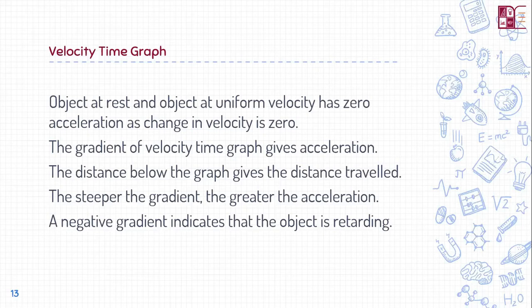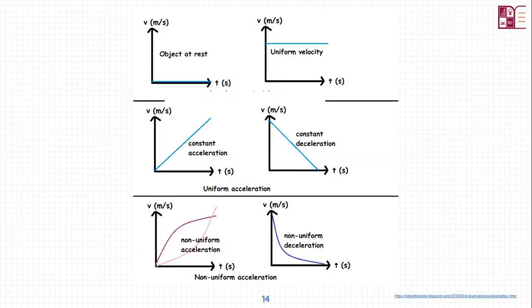Now looking at some velocity time graphs, just like we said, an object at rest and an object with uniform velocity both have zero acceleration. It's a straight horizontal line. The gradient is 0. When there is constant acceleration, the change in velocity is uniform. It's a straight line. You can tell that there is constant acceleration as gradients at different points would remain the same.